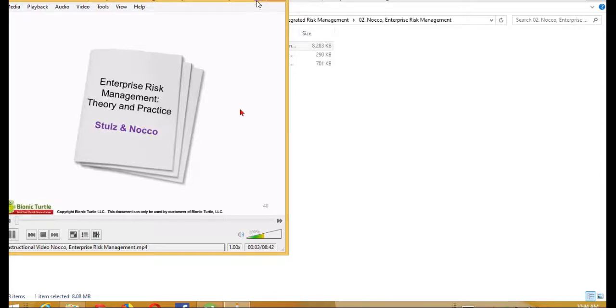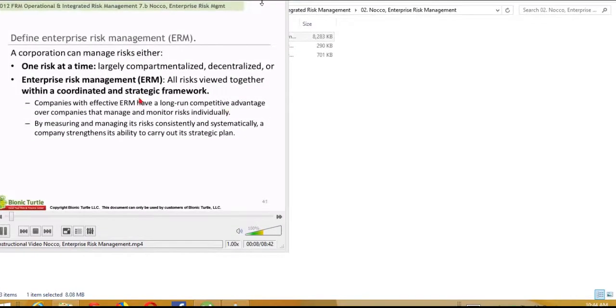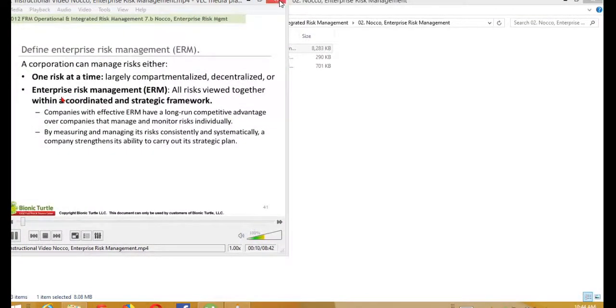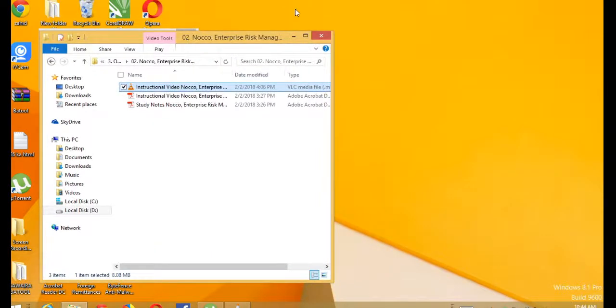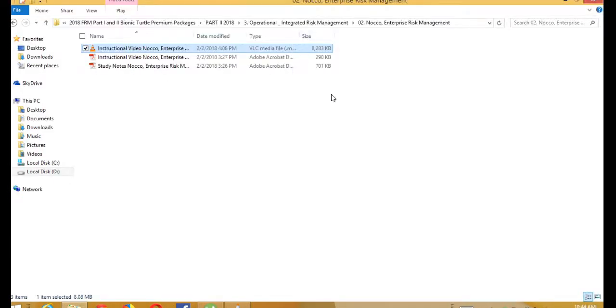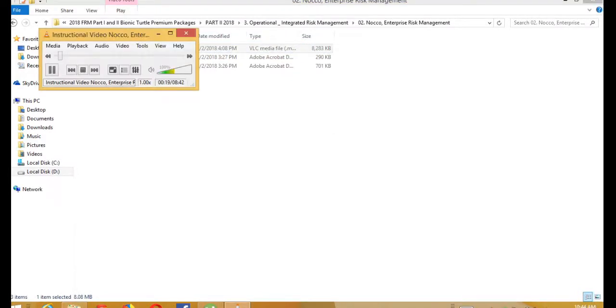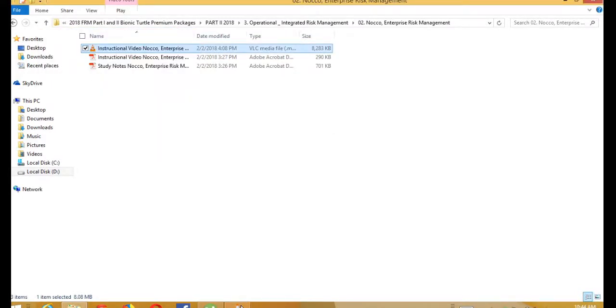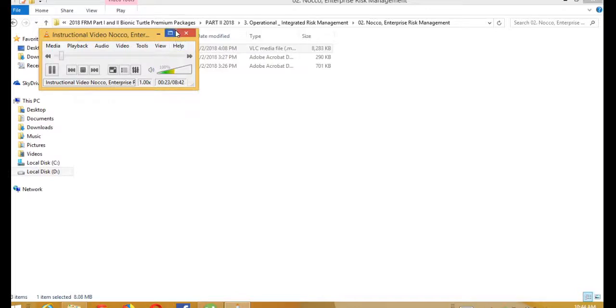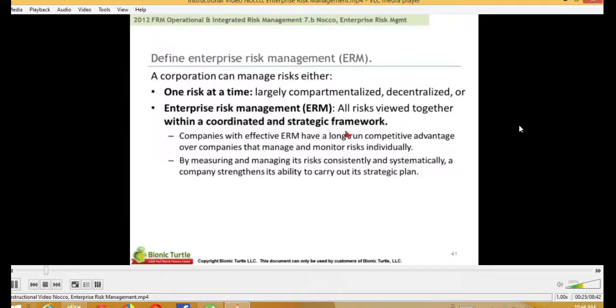So then a paper by Stulz on enterprise risk management, which reappears in the curriculum, continues to have low testability. We're asked to define enterprise risk management. A corporation can manage risk either one risk at a time, that's the straw man concept. And it'd be preferable for the corporation to use enterprise risk management and view all the risks together in a coherent, coordinated, and strategic framework.